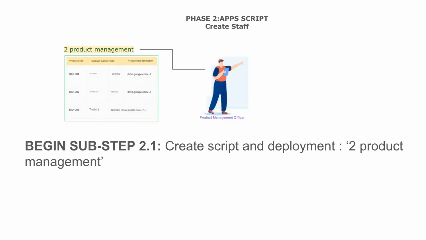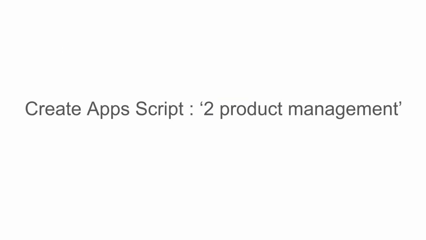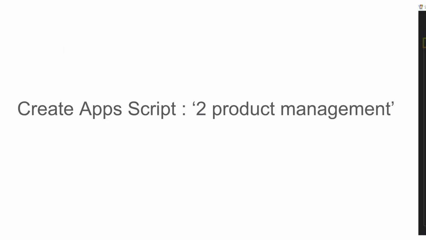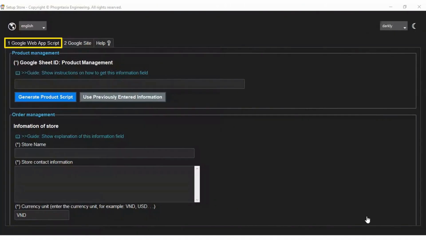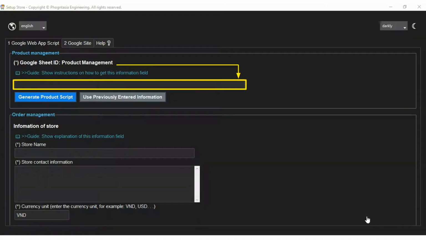Begin with the product management employee. Create the code file for product management. After successful activation, open the Setup Store tool. In the Google Apps Script window, you will find the product management section. We will proceed here. You will need to obtain the ID information of the Google Sheet product management file and fill it in this field.